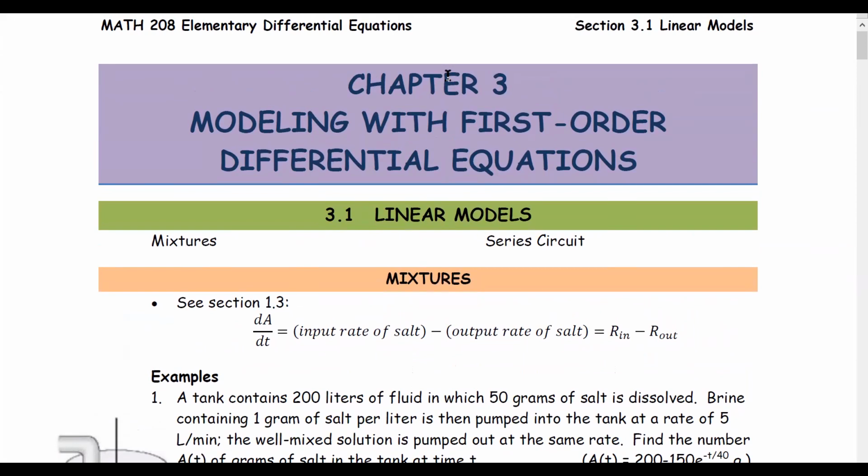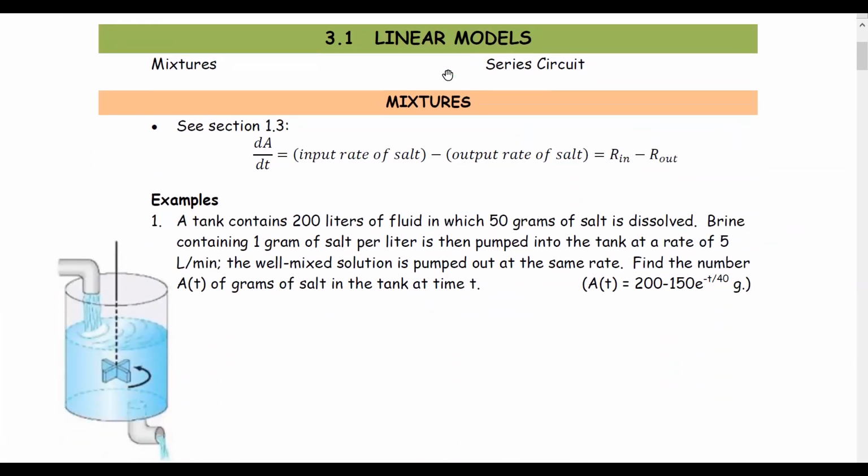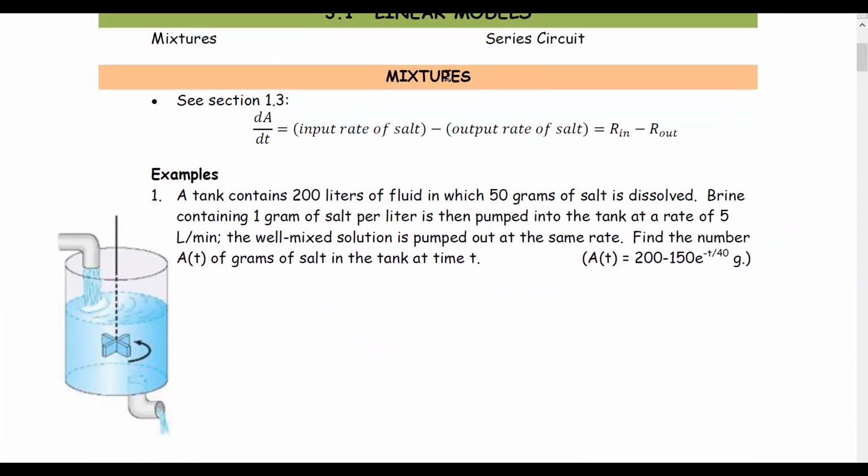Chapter 3 Modeling with First Order Differential Equations. Section 3.1 Linear Models. This section will look at the applications involving mixtures and series circuits. For the mixture problem, the rate of change or the differential equation of the salt with respect to time is the input rate of salt minus the output rate of salt.